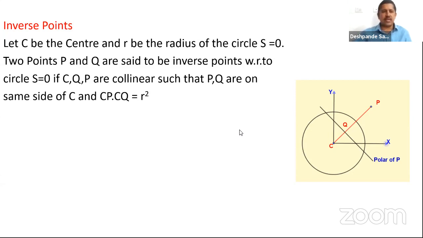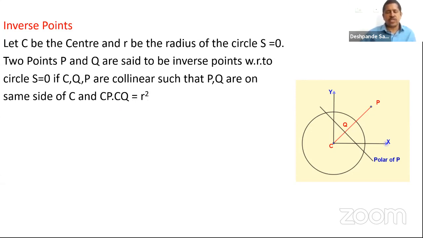So let us repeat this. Let C be the center and R be the radius of the circle S is equal to 0. 2 points P and Q are said to be inverse points with respect to the circle S is equal to 0 if the first condition, C, Q, P are on the same straight line, or they are collinear, such that P and Q are on the same side of C. And a very, very important condition, CP into CQ is equal to R square.